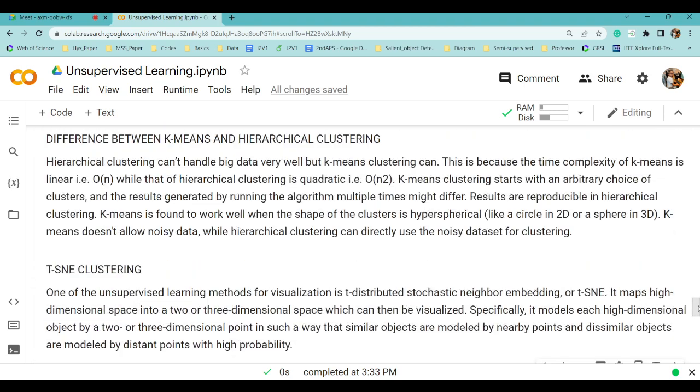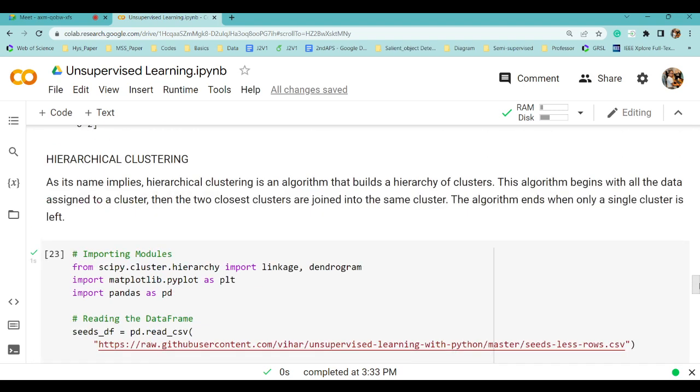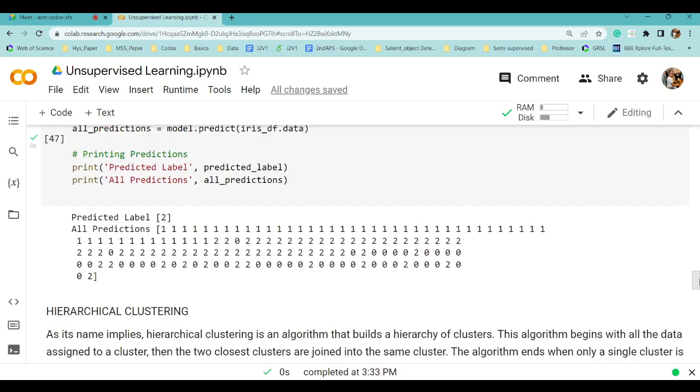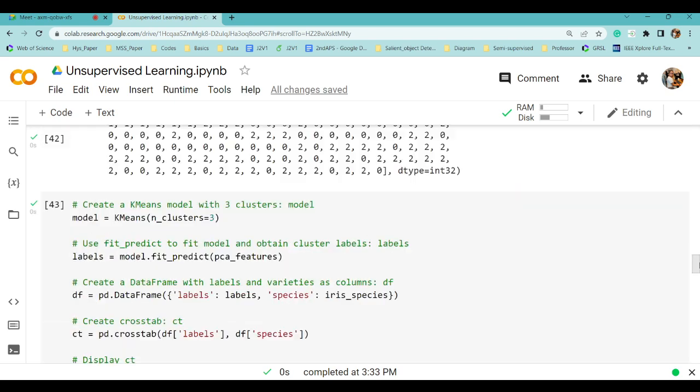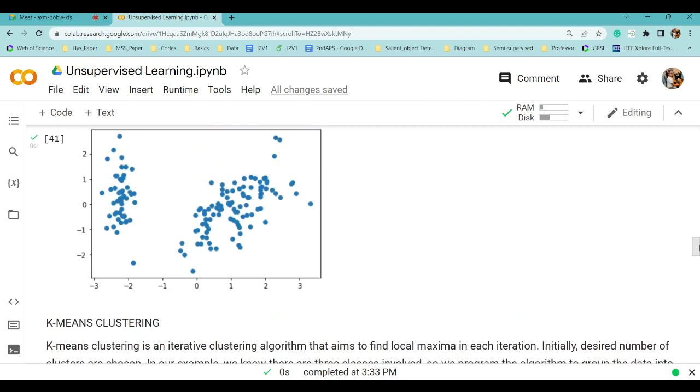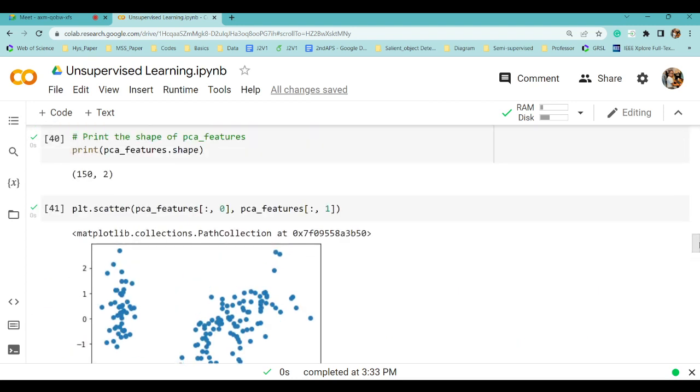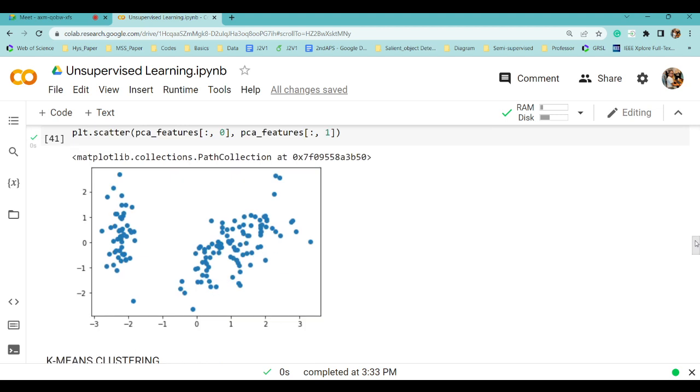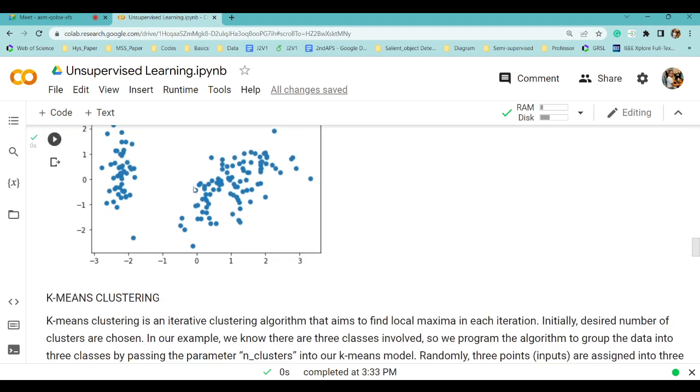I have gone with k-means in more detail because k-means is very frequently used. That is where you have to see. Over here, you can see I have taken 2 features, and both the features are distinguishable.